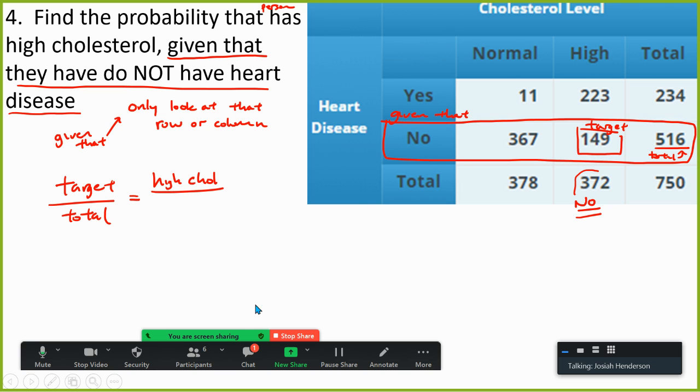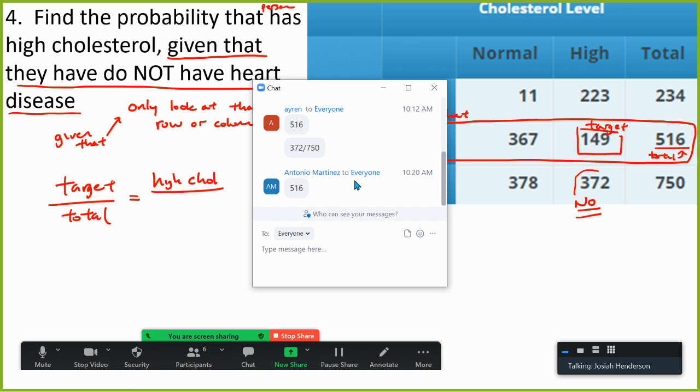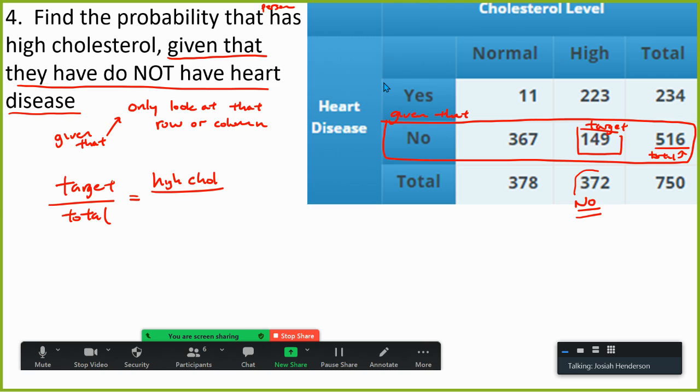I see a chat. Let's see here. Thank you, Antonio. Good. Very good. So our total is the 516, and our target is the 149, because we're only focusing on those non-heart disease folks, but the high cholesterols within that group is 149.